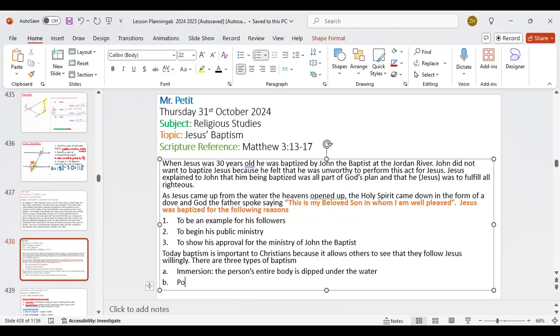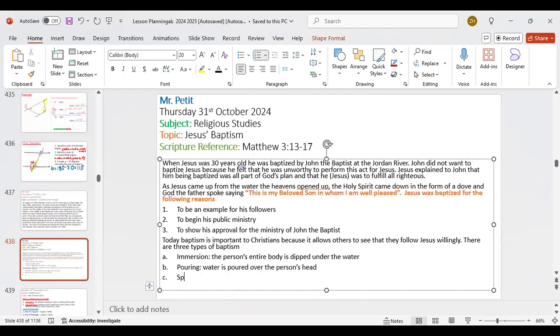Then you have pouring. Water is poured over the person's head. And then you have sprinkling. Water is sprinkled over the head of a person.